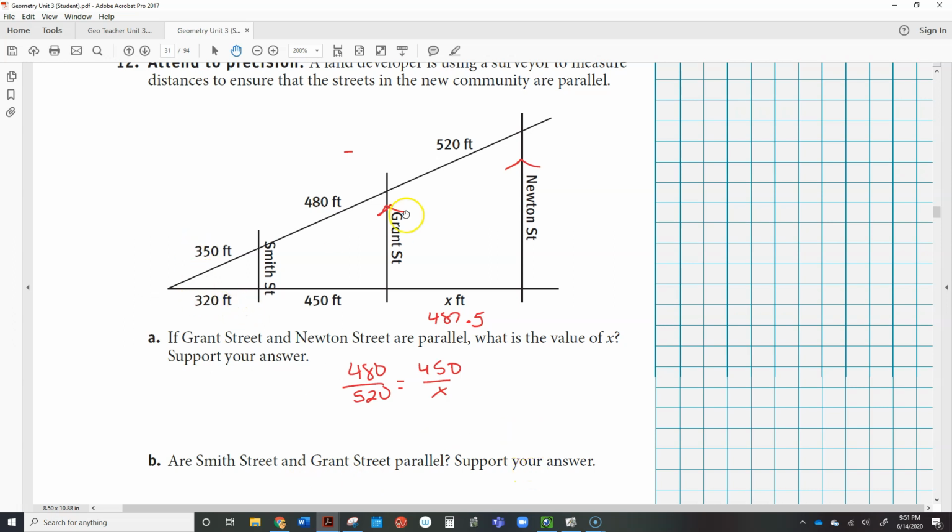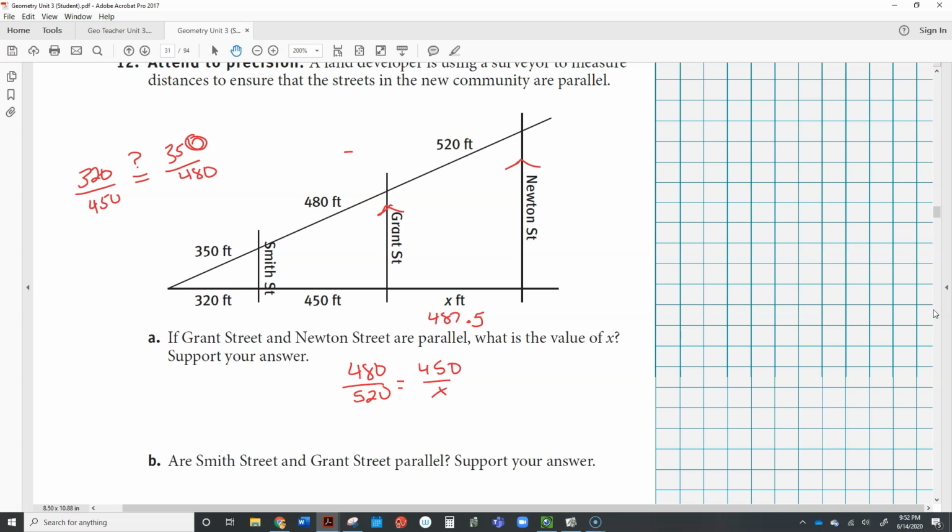Are Smith Street and Grant Street parallel? So we have to see if these two are proportional. So we're going to see, does 320 over 450, I'm taking these two right here, equal 350 over 480? I'm putting a little question mark right there. So check to see if those are equal. You can do one of two things. You can divide both of these out and see if they come out to the same answer, or you can cross multiply and see if they come out to the same answer.